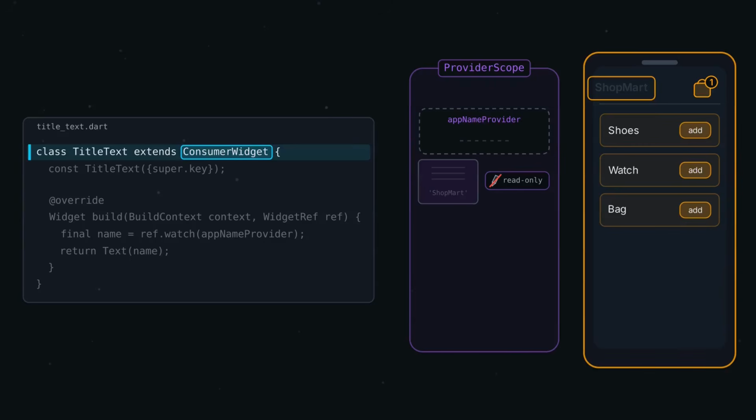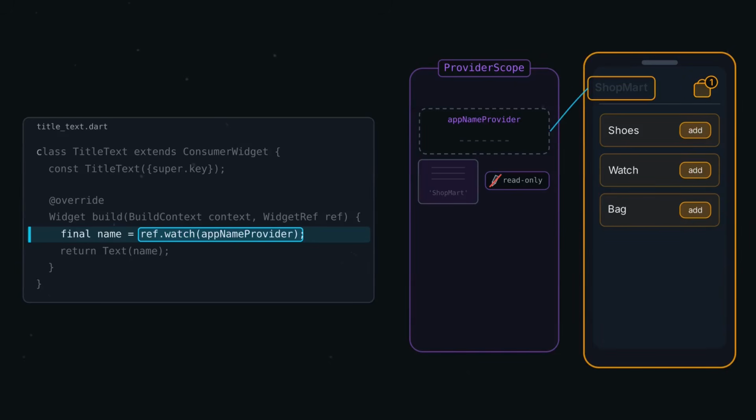And it does exactly one thing. Look at the build method. It now receives a second parameter, ref. Ref is your hand into the storage. Every conversation any widget has with any provider goes through ref. And now the line that matters. ref.watch of appNameProvider.